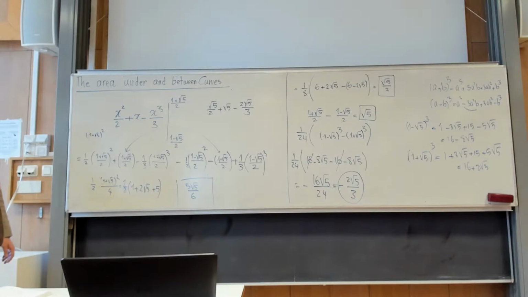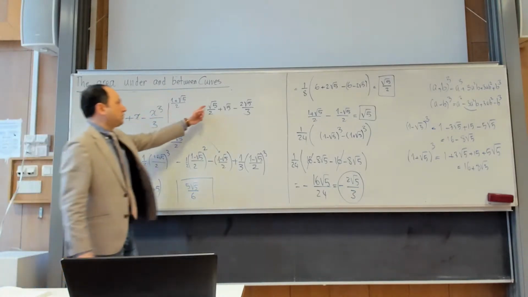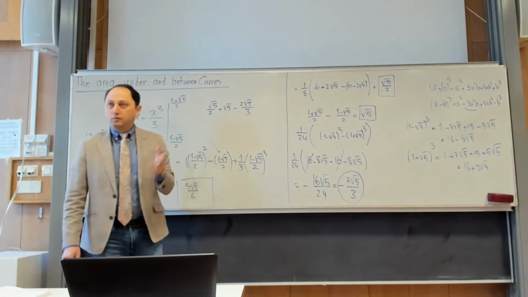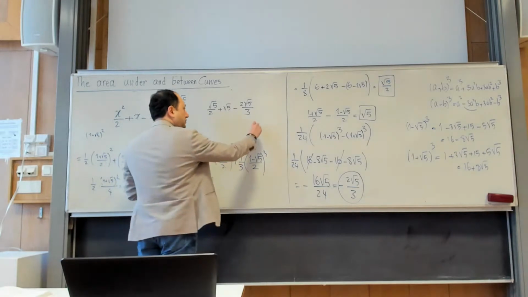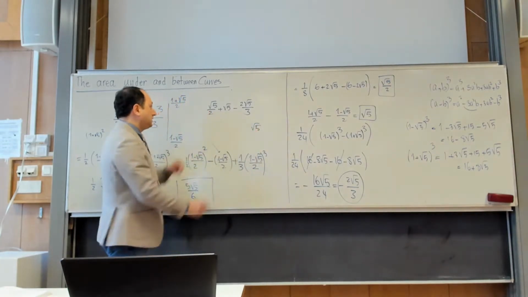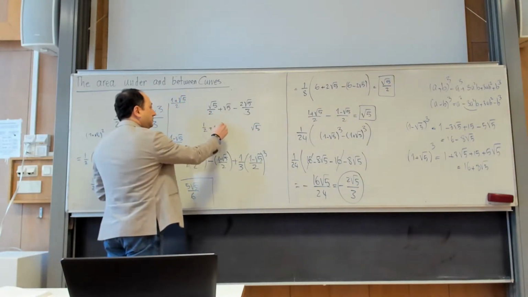That's correct. But for example, if I want to do it, how do I do it? I don't care about the square root of 5 at all. Why? Because the square root of 5 is common to them. So in my head, I can put it aside. And then what are the numbers? 1 over 2, 1 and 2/3.